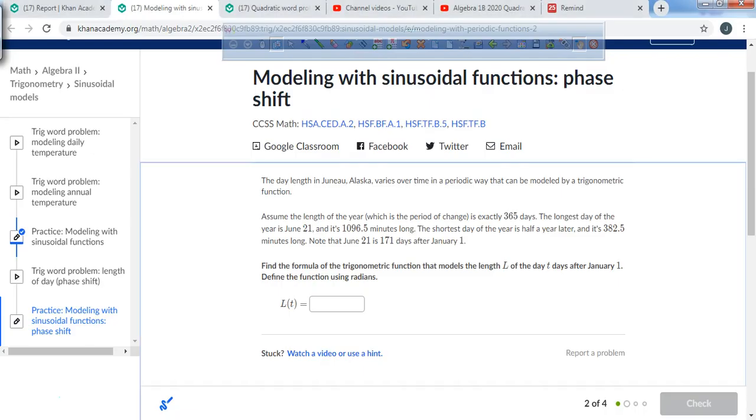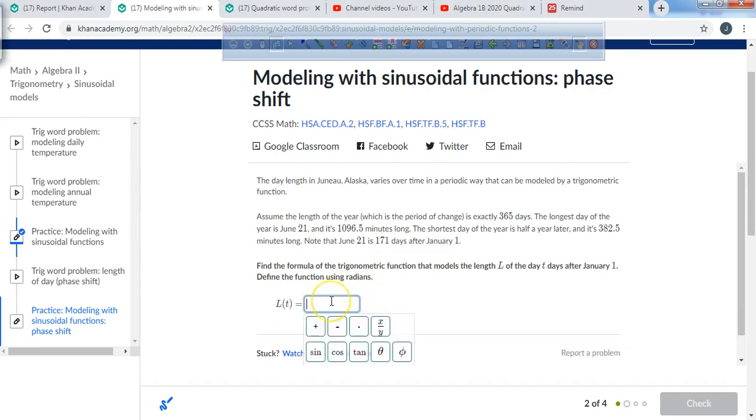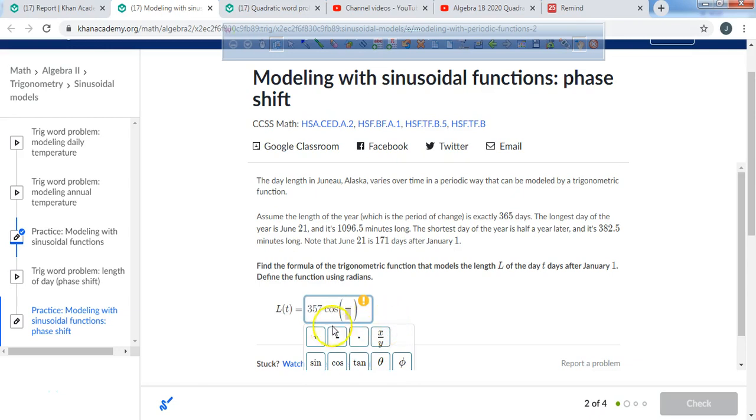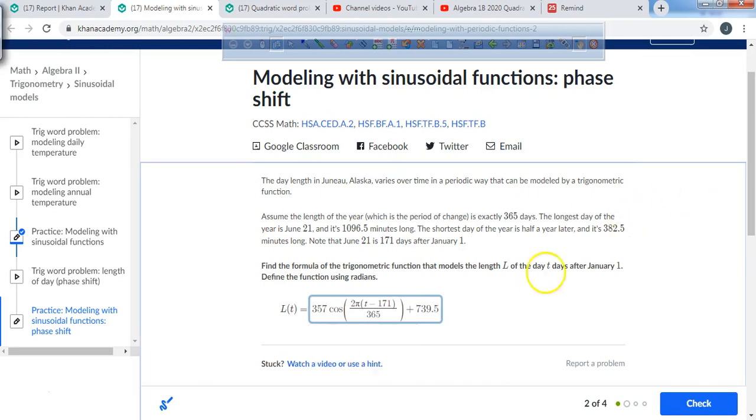So right now I'm going to go ahead and type it in. All right, here we go. We got 357. All right, we'll type in cosine, open up a parentheses, make a little fraction. All right, type in a 2 pi, open that parentheses, put t minus 171 all over 365, and right here on the outside put plus 739.5.